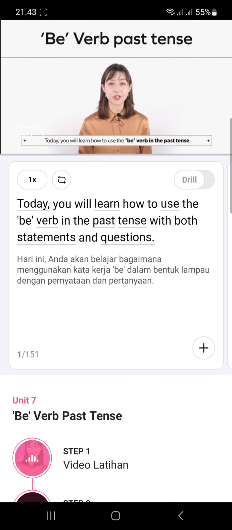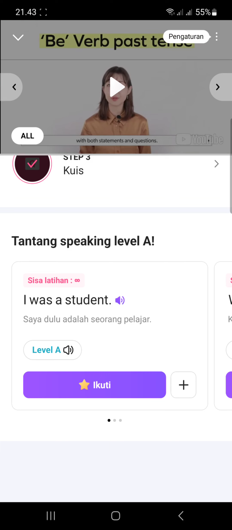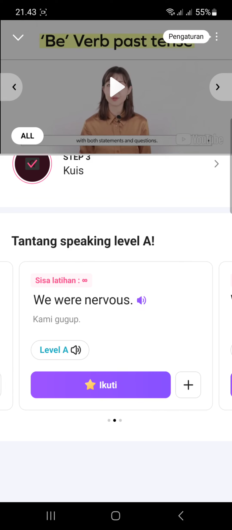Today, you will learn how to use the be verb in the past tense with both statements and questions. I was a student. We were nervous. Was the test difficult?